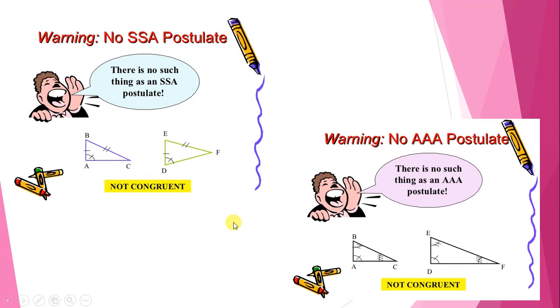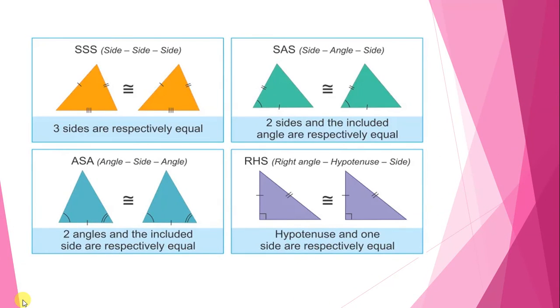Now you have to keep this in mind. If you find SSA or AAA, there is no such rule you can implement, and they won't be congruent. If all three angles are equal, that is no postulate, so you cannot implement any rule, and they won't be congruent. Similarly, there is no postulate for SSA, so they won't be congruent. Clear?